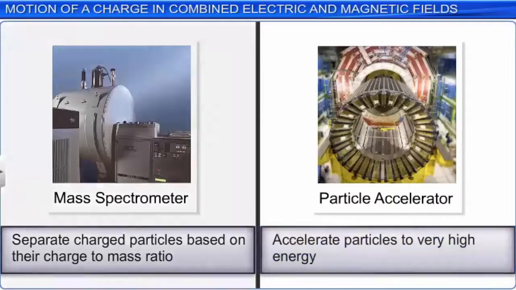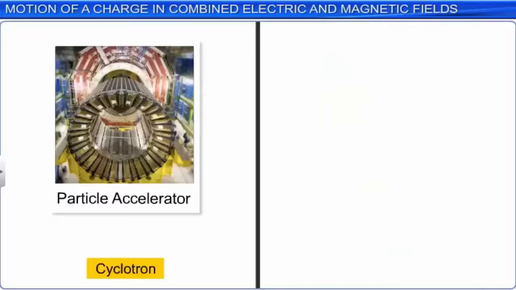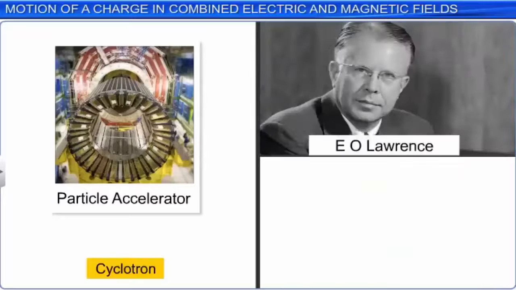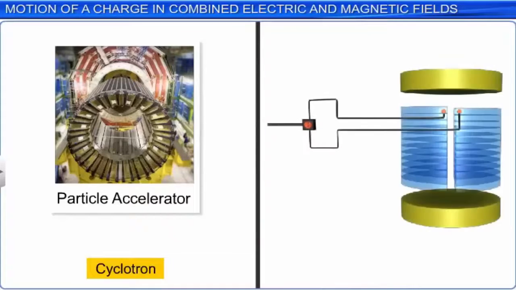Now we will learn about a particle accelerator, which is also known as a cyclotron. The cyclotron was invented by E. O. Lawrence and his student M. S. Livingston. Let us understand how a charged particle is accelerated in a cyclotron with the help of this model.